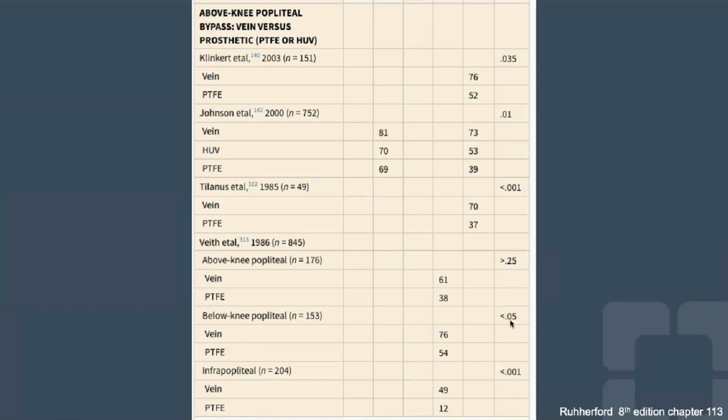My opinion is that vein is better anytime it's available. So I use the best vein that's available at the time of that surgery. And I think you have lower risk of infection. I think you have better outcomes with vein when you can use it.